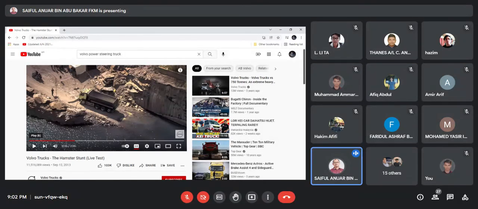For this commercial truck, it is using a pressurized hydraulic line, not an electrical motor, because it's too big to use a motor. If they use a motor, they would need a very big electric motor and a very high torque motor.